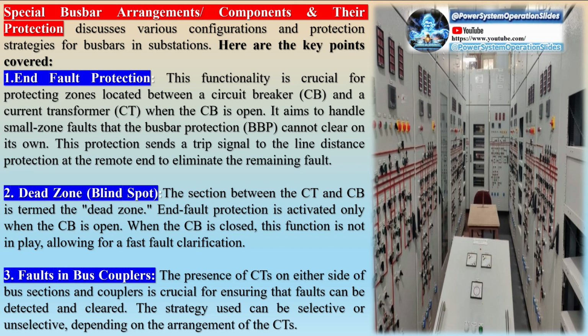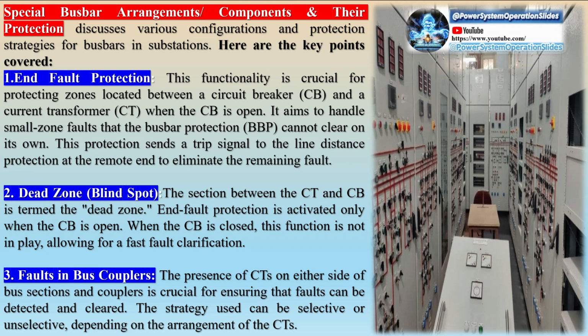fault protection. The measuring range of busbar protection BBP is limited by the CT location, with the section between the CT and CB referred to as the dead zone blind spot. Using end fault protection in the bus coupler enhances protection performance when the CB is open, extending the protection range to include the dead zone. End fault protection is active only when the CB is open.